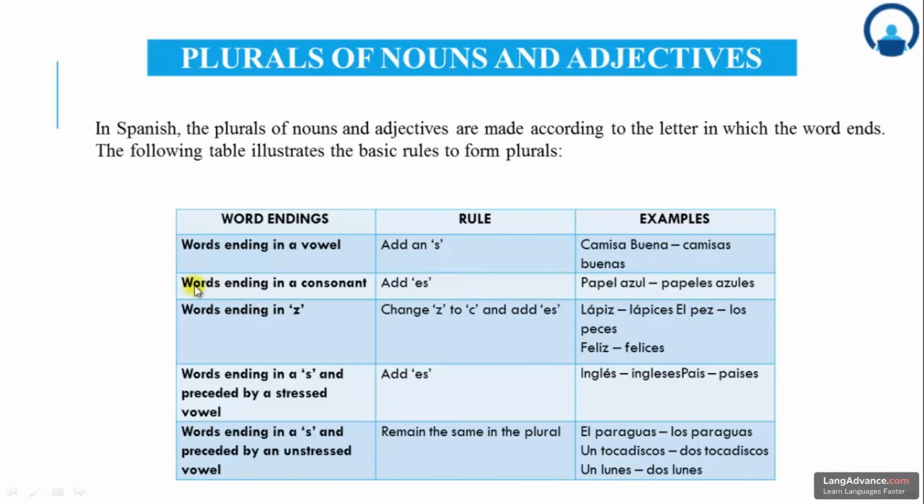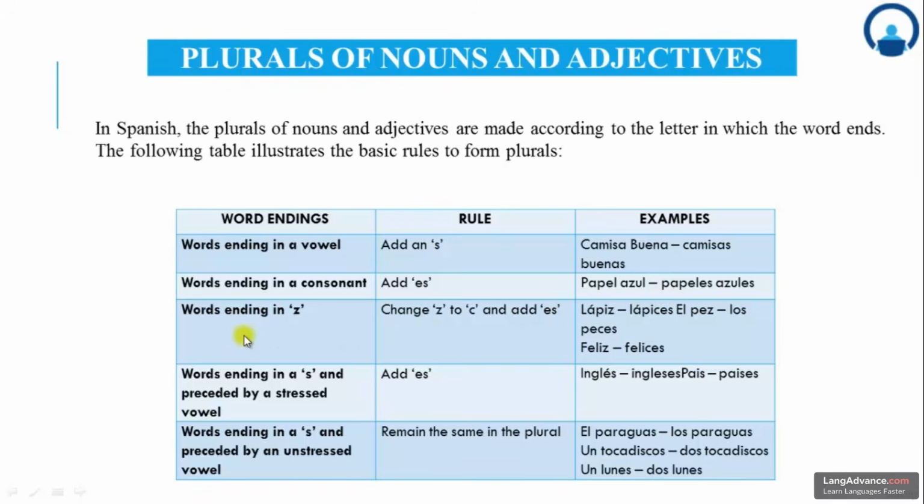The next rule is for the consonant. For words ending in a consonant, you have to add ES at the end to make it plural. For example, papel, azul. Here the words are ending in a consonant, so you have to add ES at the end and it becomes papeles, azules. Papel means paper and azul means blue, the color blue.